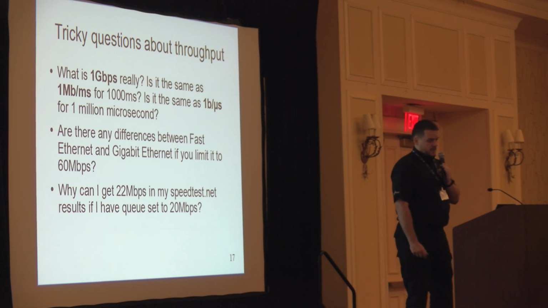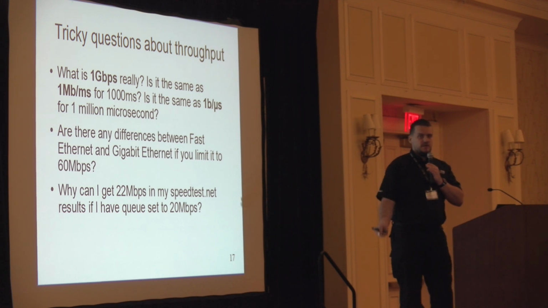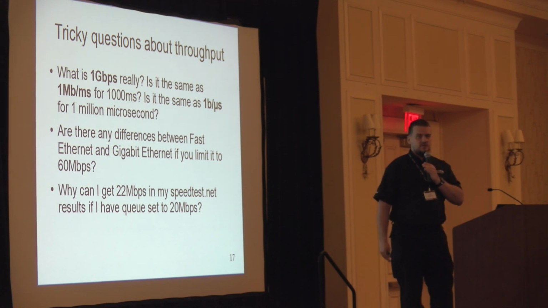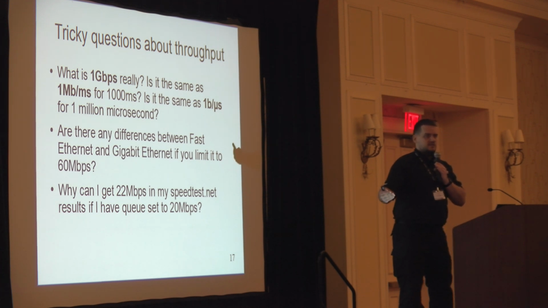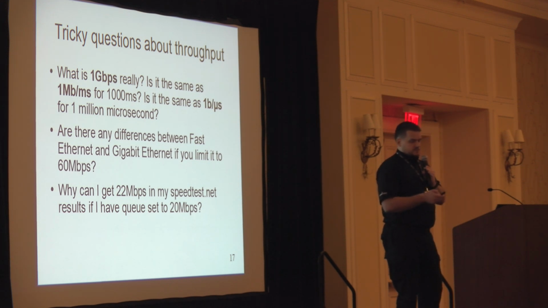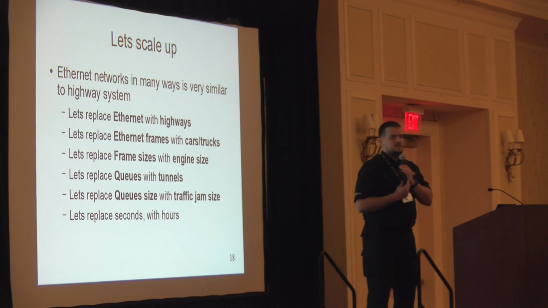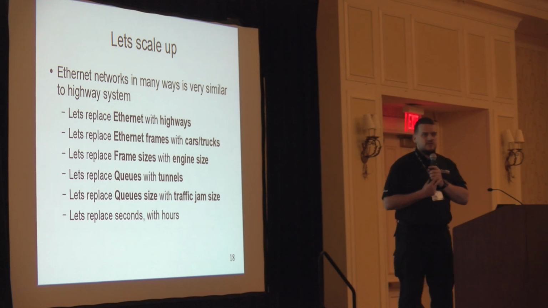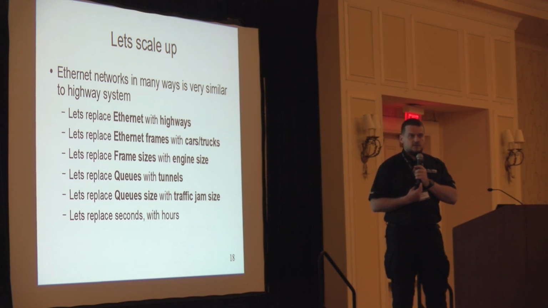And is there any difference if I only have a 60 megabit per second connection? My ISP limits me to 60 megabits per second, and offers me Fast Ethernet or gigabit Ethernet. Is there any difference between these two if I only limit it to 60? These questions are tricky. So to explain them properly, I will try a different approach. As one of my favorite teachers at university said, if you cannot explain it simply, then you cannot understand it properly.